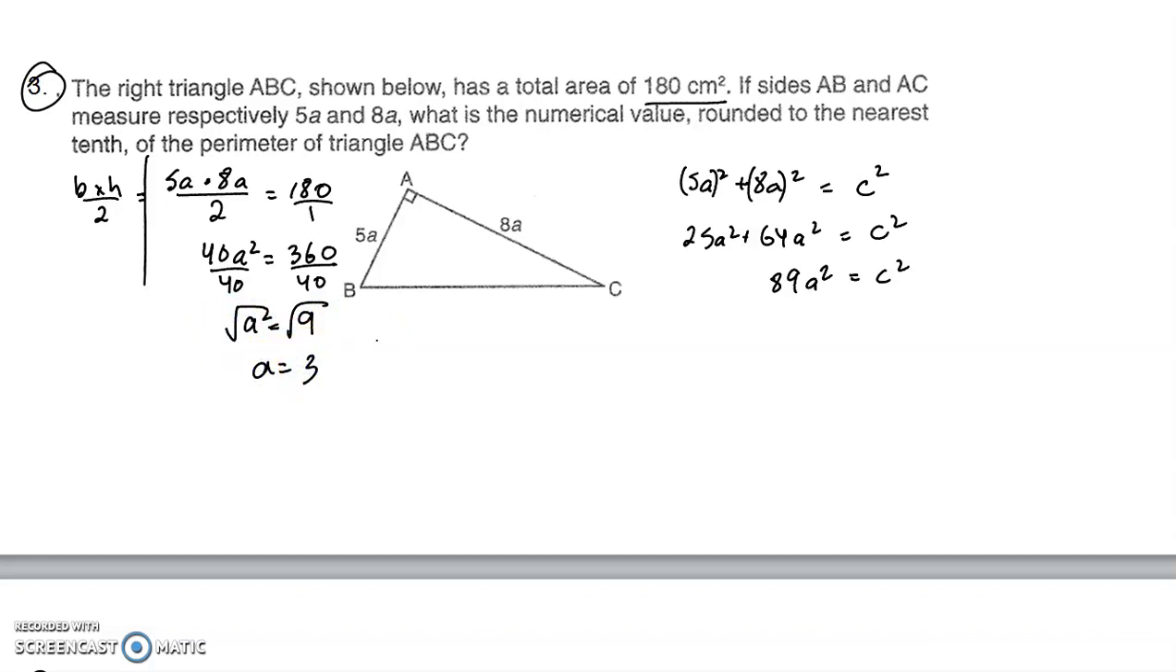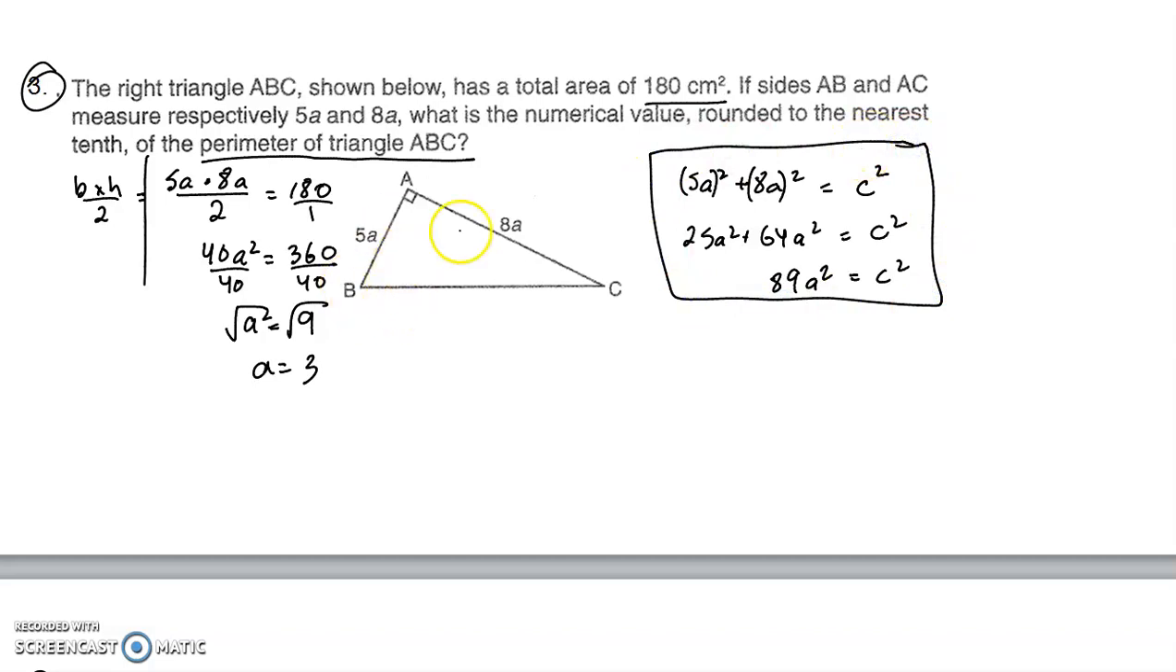Now that I know the value of a, I can actually figure out the hypotenuse. But you know what? I went into this thing without reading carefully. Let's just make sure what I have to get. The perimeter of triangle ABC. So yes, I am going to have to find the hypotenuse. However, I don't have to do it with the algebra. I can replace in my 3. So 8 times 3 is going to be equal to 24, and 5 times 3 is going to be equal to 15. So I'm going to have 15 squared plus 24 squared equals c squared. So no dealing with those other algebra questions, which were going to lead into a bit of a complication.